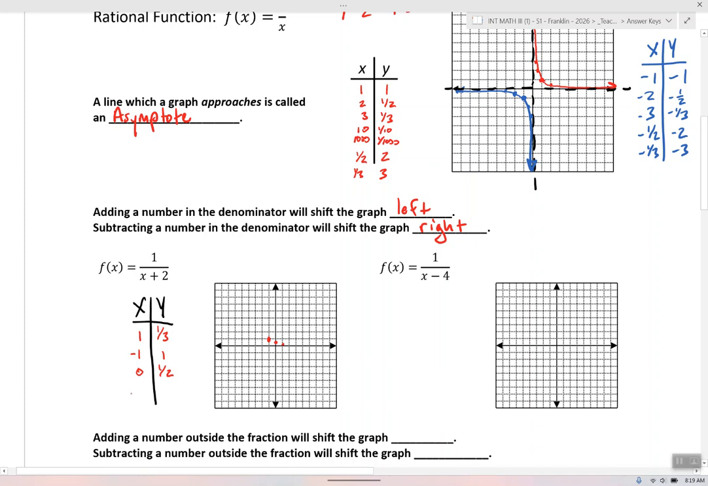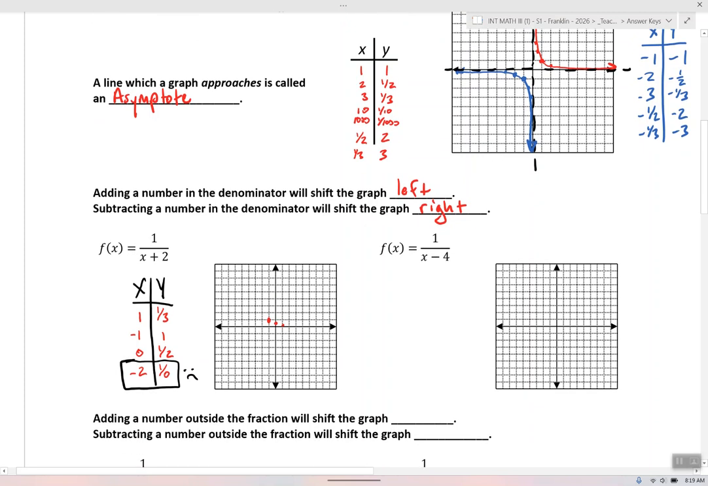If I put in -2, that gives me 1 over 0. That actually is not possible. We can't divide by 0. Okay, so that's where my asymptote is. It's at -2. But as you can see from my red dots there, they are going to approach 0 much like before. So all this did was shift my picture left 2 spaces.